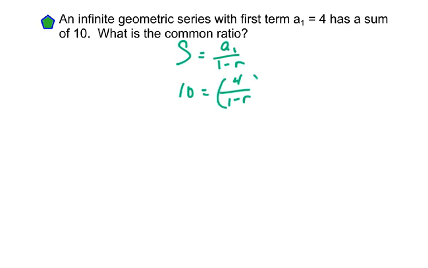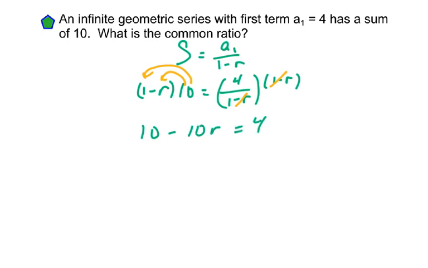So let's clear our fraction by multiplying by 1 minus r on both sides of the equation. We distribute the 10, and we're going to have 10 minus 10r is equal to 4. Subtract 10 from both sides of the equation, and we get that negative 10r is equal to negative 6. Divide both sides by negative 10, and we have 3/5. So that is our r value.